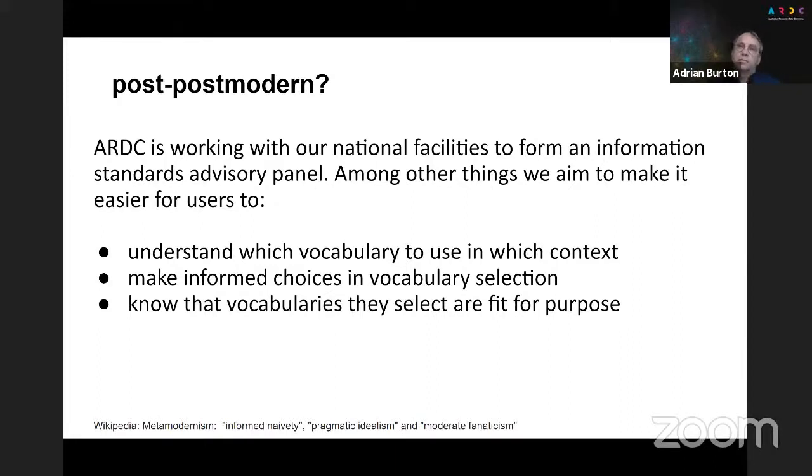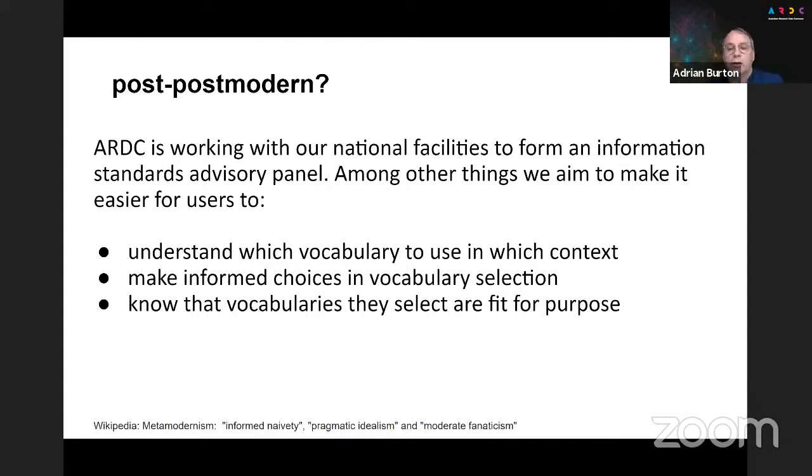With our postmodern project, we're establishing an information standards advisory panel based on the other national facilities that we're part of the same infrastructure family for. And among that, we're trying to define enough of the context to help the person who's trying to find a vocabulary use it in the proper context, and make a proper informed choice about the vocabulary. The key thing is the last one: that a vocabulary they select is fit for a particular purpose.